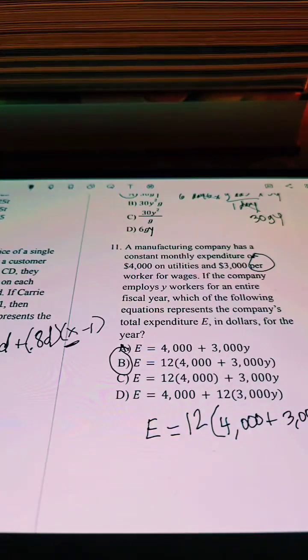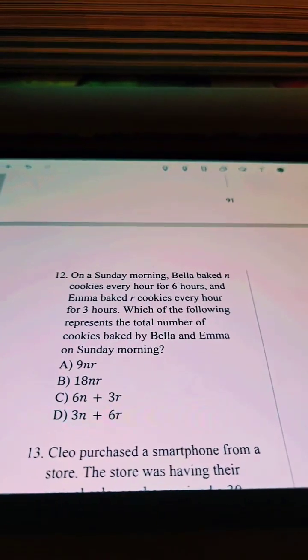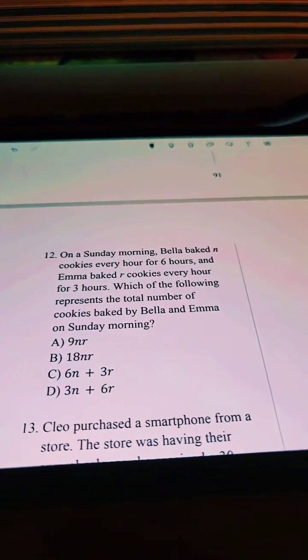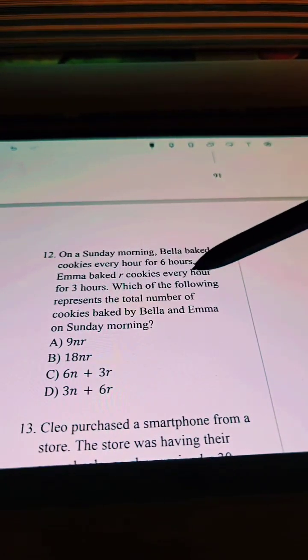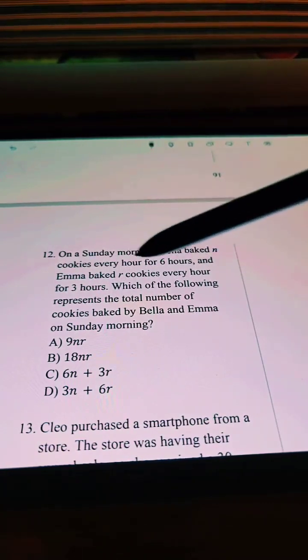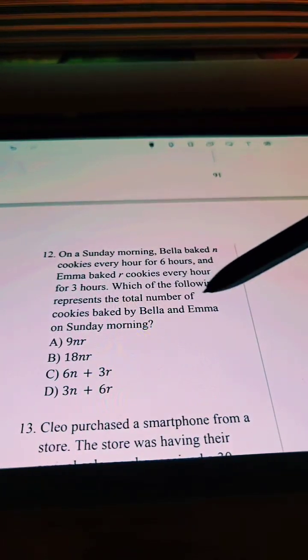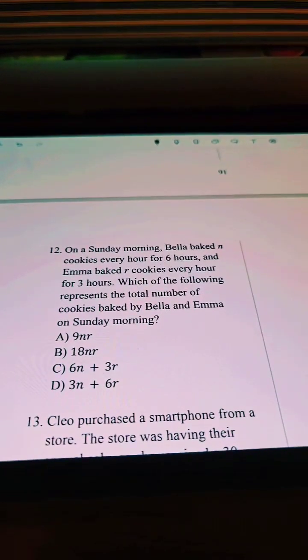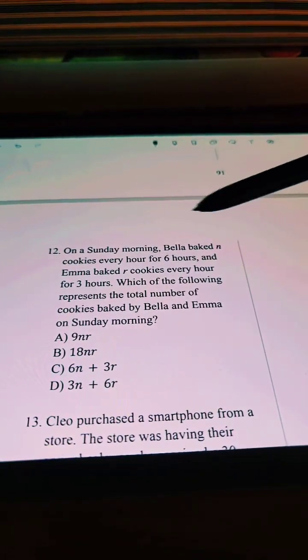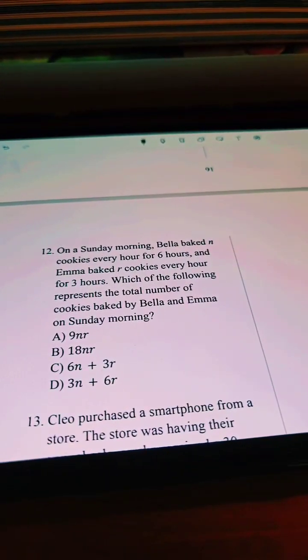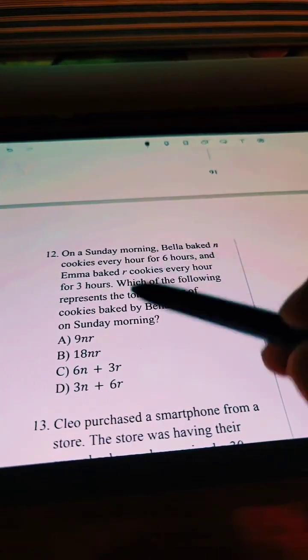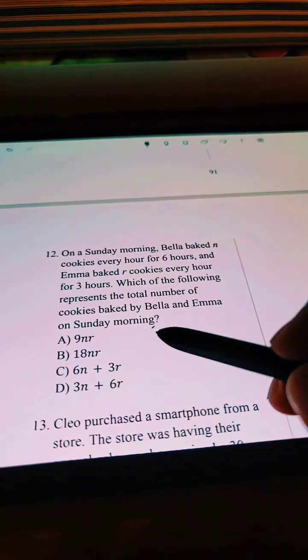Okay, let's go to number 12. It says, on a Sunday morning, Bella baked N cookies every hour for 6 hours, and Emma baked R cookies every hour for 3 hours. Which of the following represents the total number of cookies baked by Bella and Emma on Sunday morning? Okay, so Bella baked N cookies every hour for 6 hours. So it's N cookies per hour for 6 hours.